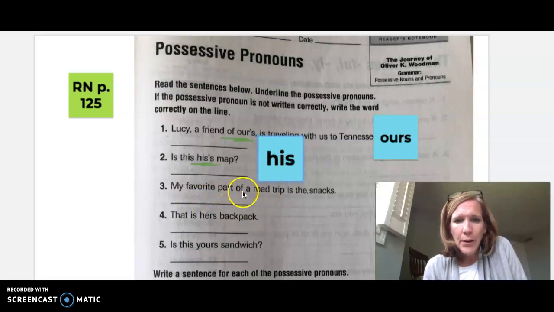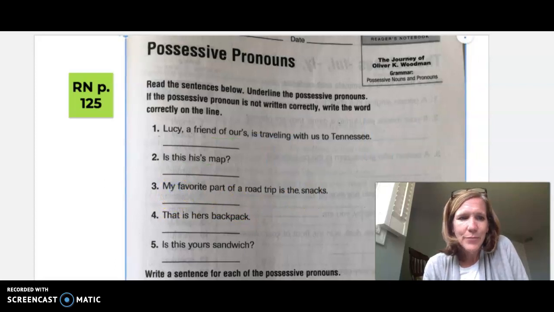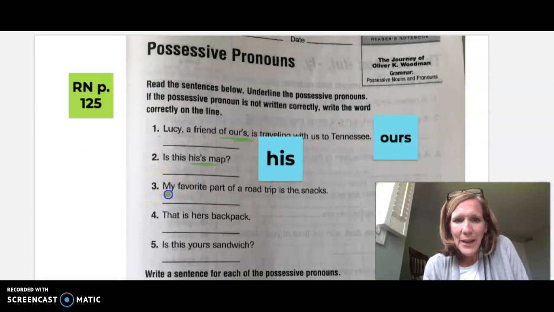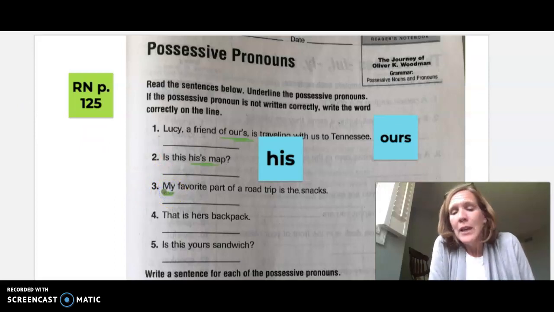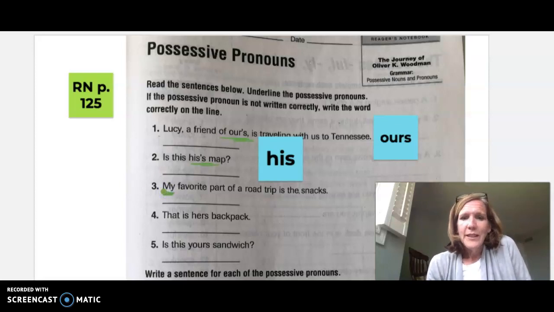My favorite part of a road trip is the snacks. What's the possessive pronoun? My. We're going to underline the word my. My favorite part of the road trip is the snacks. That's true. Is anything wrong there? No, that's right. So we leave that one alone.